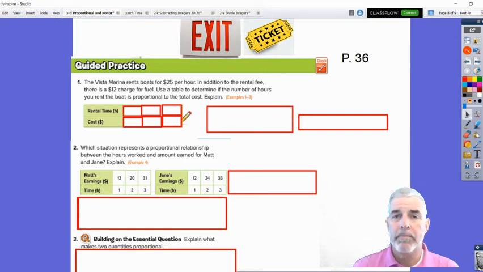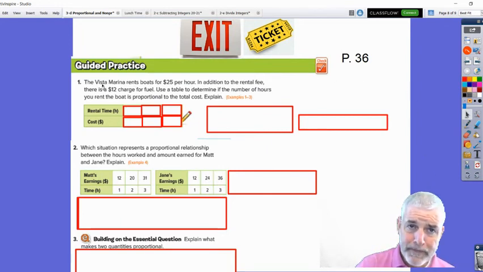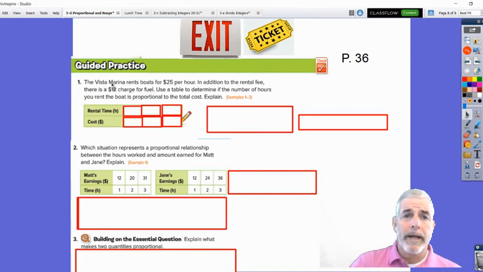There are 2 problems here on page 36. It's probably good to do them in the lesson here since we didn't really get a lot of good Got It problems. All right, so number 1, the Vista Marina rents boats. They charge $25 per hour, but in addition to that, there's a $12 charge for fuel. So is this a proportional relationship? Well, we have to pick some hours. So it makes sense to pick 1 hour, 2 hours, and 3 hours to fill out this table.